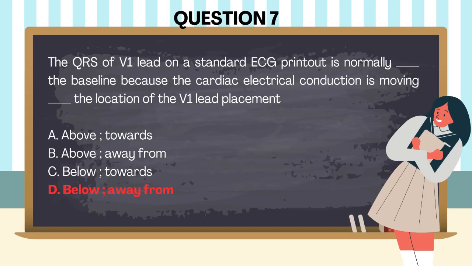Question 7. The QRS of V1 lead on a standard ECG printout is normally blank, the baseline, because the cardiac electrical conduction is moving blank, the location of the V1 lead placement. The correct answer is letter D, below and away from. Since V1 lead is placed on the right side of the sternum and the normal cardiac electrical flow from sinus node to ventricles moves away from this lead, the QRS is below the baseline.